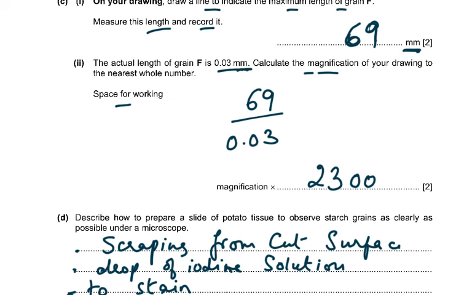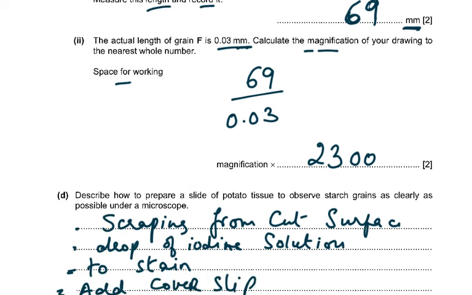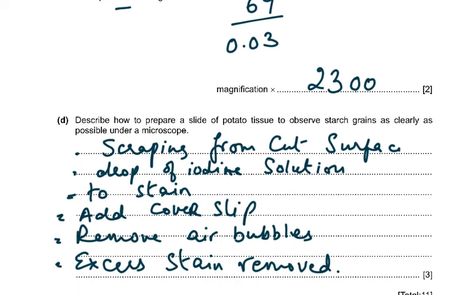Now describe how to prepare a slide of potato tissue to observe starch grains as clearly as possible under a microscope. Scraping from the cut surface, drop of iodine solution to stain, add cover slip, remove the air bubbles and excess stain removed. So basically how a piece of potato has to be observed, this is of course a part of the syllabus that you had to examine, how to prepare a slide for the microscope. So scraping from the cut surface, you add some dye because cells don't have any color, in order to stain it, and then you add the cover slip, and then you remove the air bubbles, remove the excess stain, and you examine under the microscope.